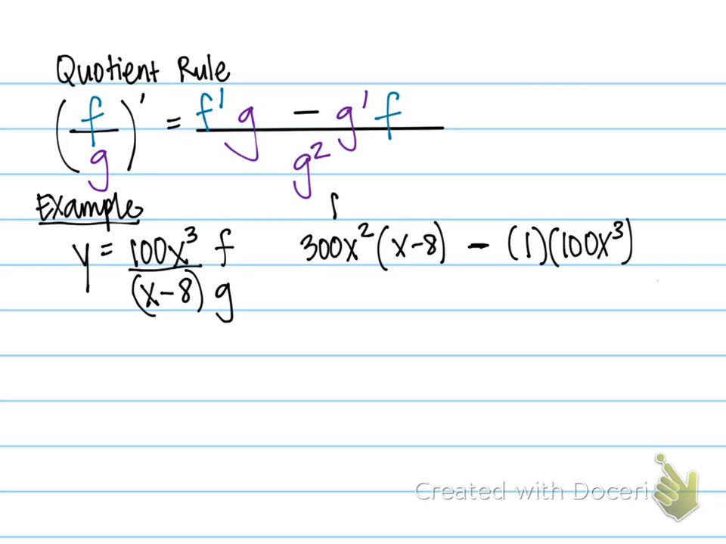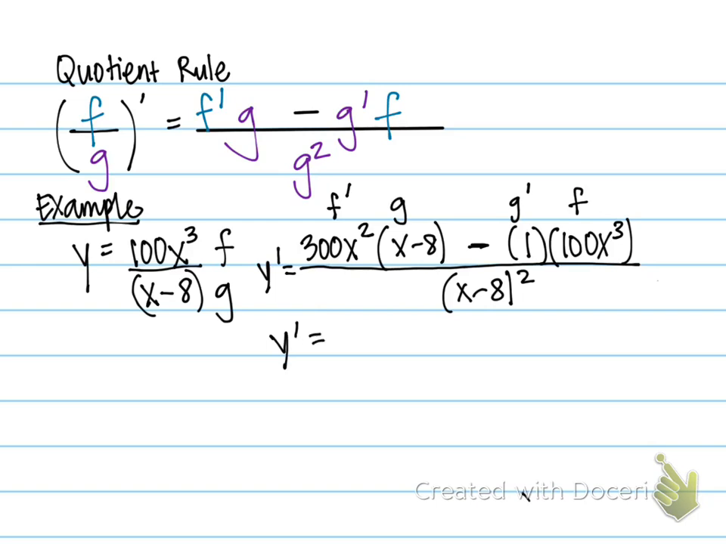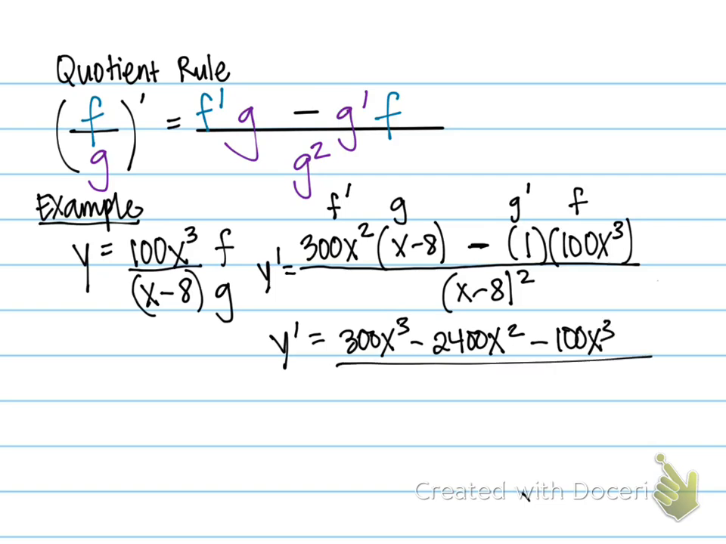Again, this is our top function's derivative times the second. Takes the denominator's derivative times the first. All over bottom squared. So again, this would be an acceptable answer. But if you're trying to simplify, right, we would want to distribute that out. So 300x cubed minus 2400x squared minus 100x cubed all over x minus 8 squared.